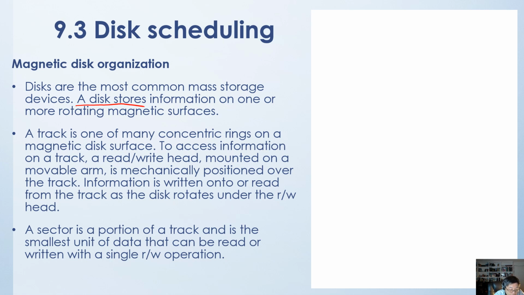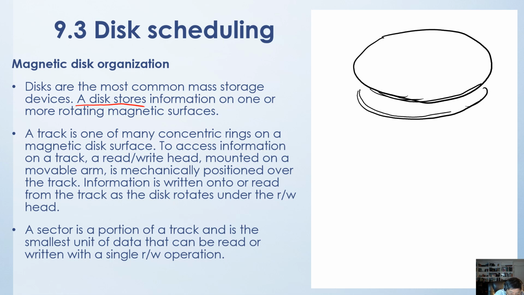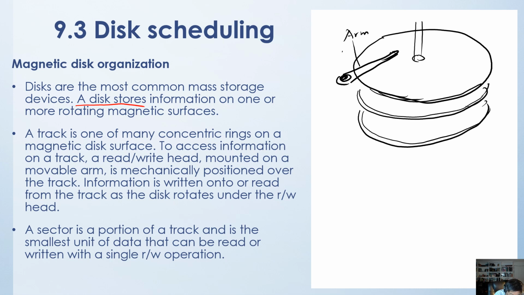If you open a hard disk, you'll probably see a disk, or maybe there are two disks, or maybe three. They're going to rotate at the same time. Then we're going to see an arm, which is what is called a movable arm. If you have two or three disks, you're probably going to see two or three arms.